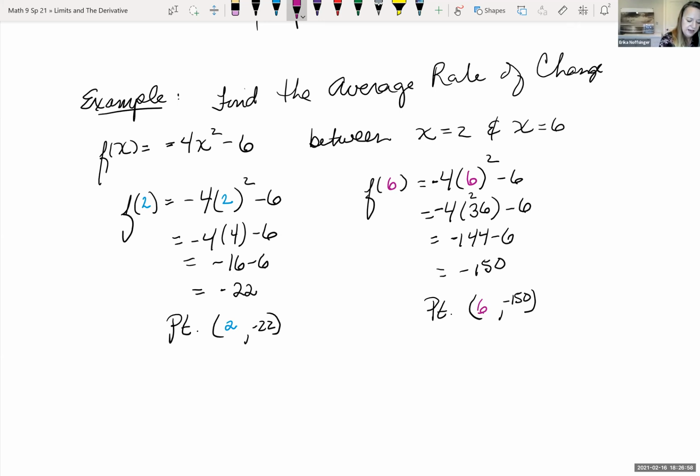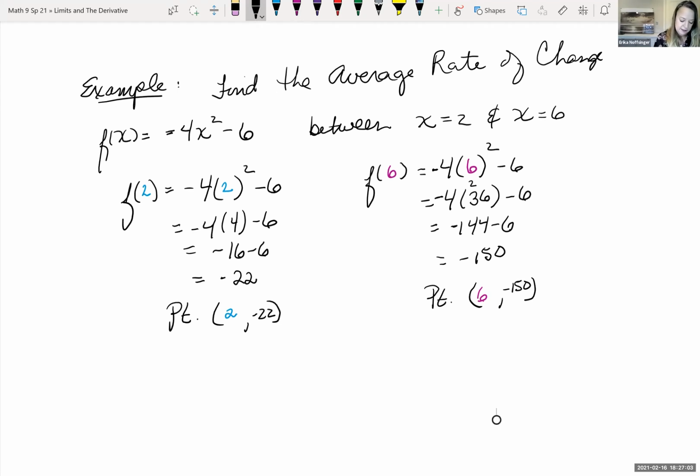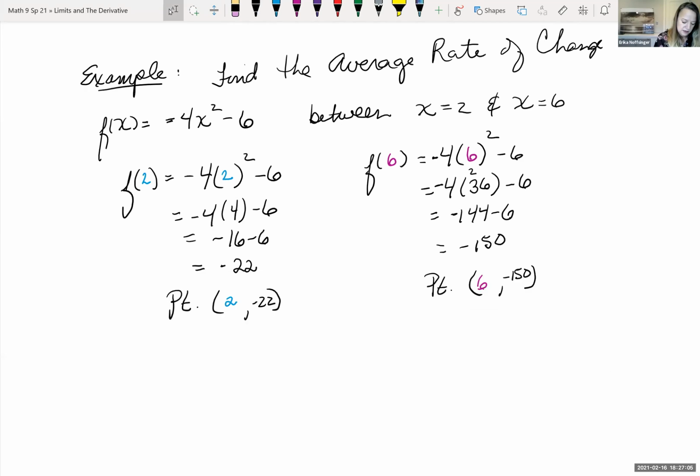So we want to find the slope between these 2 points. The change in y is negative 150 minus the other one, so minus negative 22, all over, and you need to be consistent. I started with this y value, so I need to start with this x value in the denominator. So 6 minus 2.